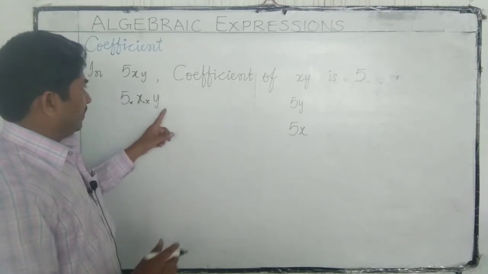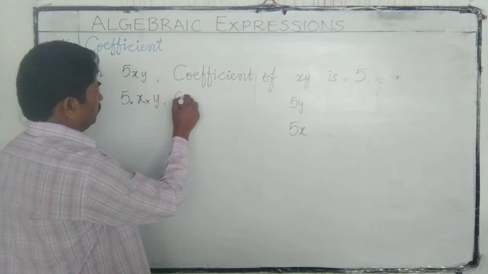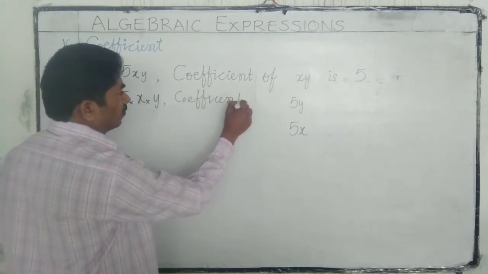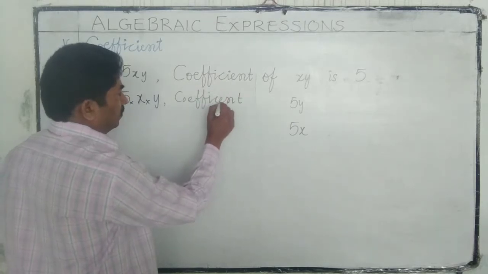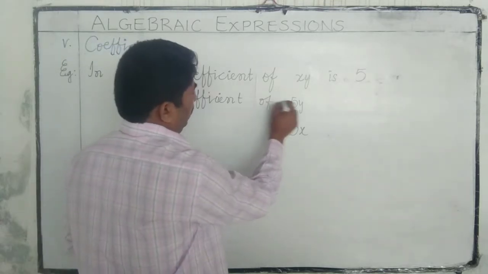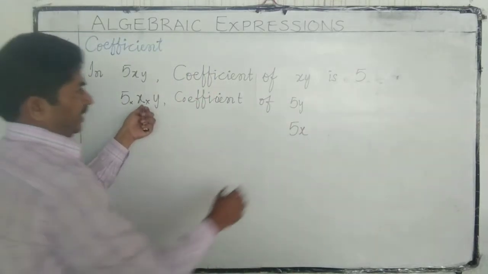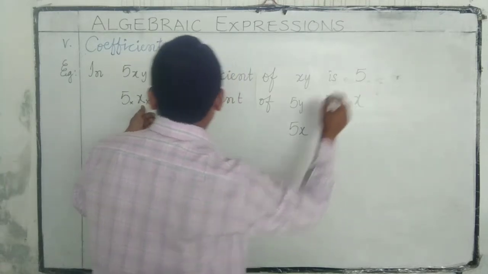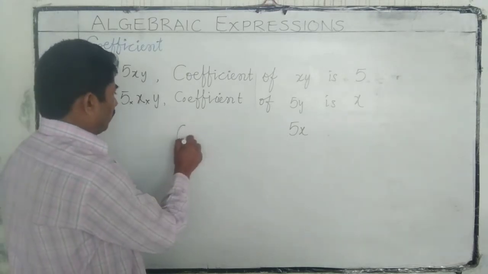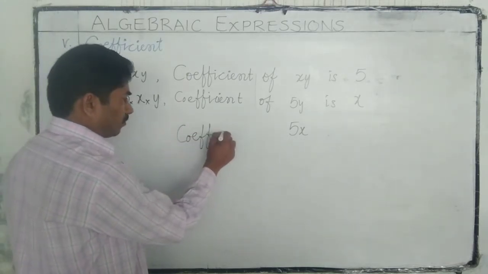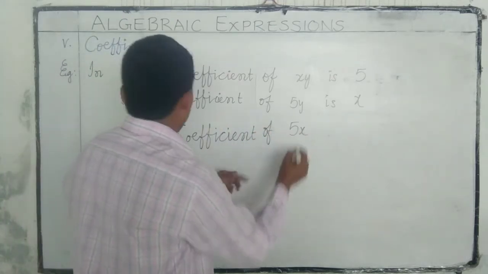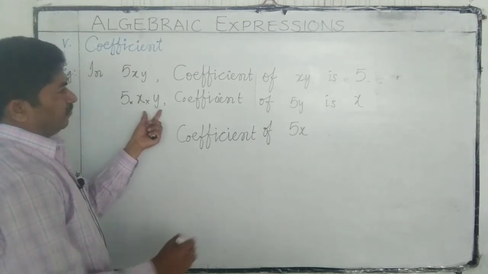In 5xy, coefficient of 5y is x. Coefficient of 5x is y.